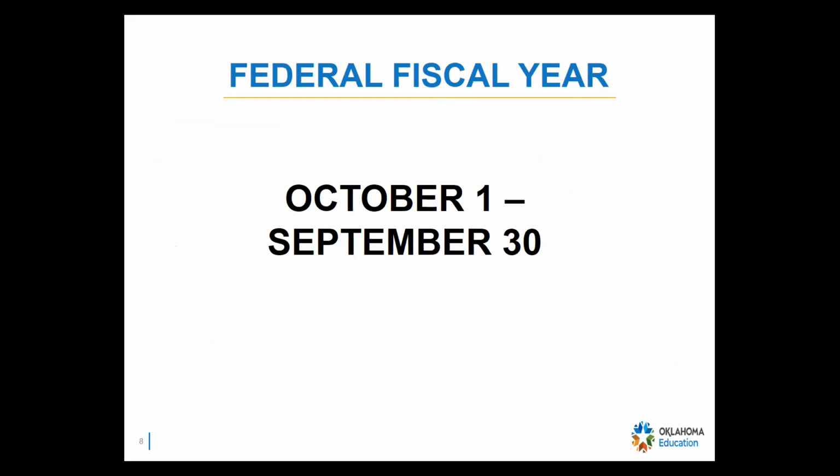But as a reminder on this program, the federal fiscal year is October 1 to September 30th. So all CACFP records must be maintained for 3 years. So you need to have records for 18, 19, and 20, and then you'll also keep your current year records.